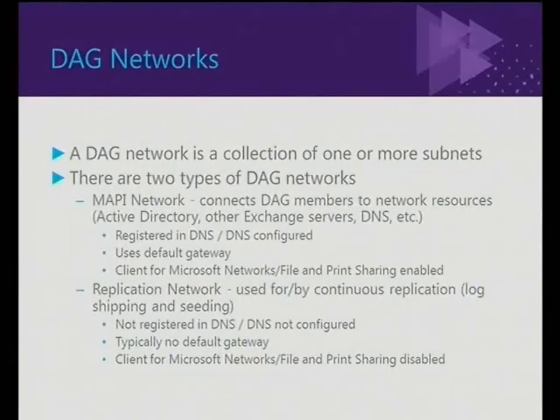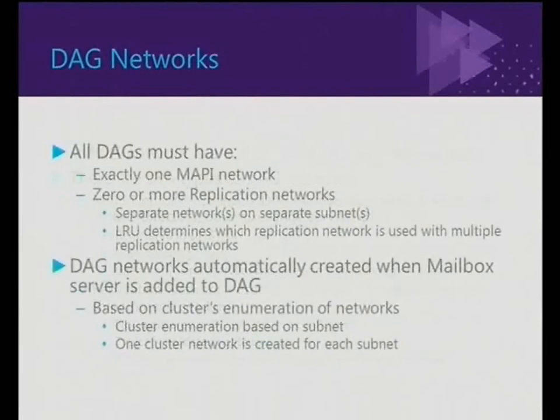Now, the replication network is different. We only need that for replication purposes. And since we don't use SMB-based log shipping anymore, it's all TCP-based, you don't need Client for Microsoft Networks. You don't need File and Printer Sharing enabled. Even though it may be in a routed network, it won't have a default gateway, and we'll talk about how you get around that in a minute. But in a Windows cluster, only 1 network interface should have the default gateway, and that's going to be the MAPI network. And it also won't be registered in DNS. So any names and IP addresses for your replication networks won't appear in DNS, and that interface itself won't have the ability to do DNS lookups.